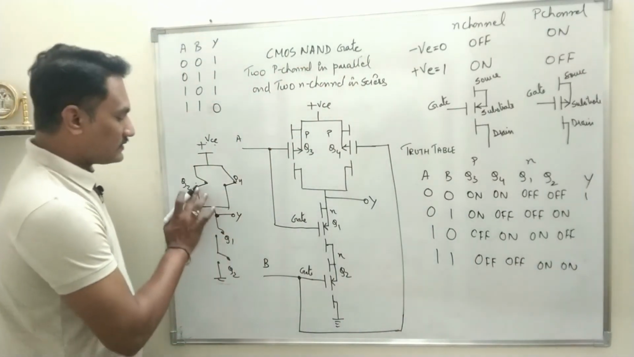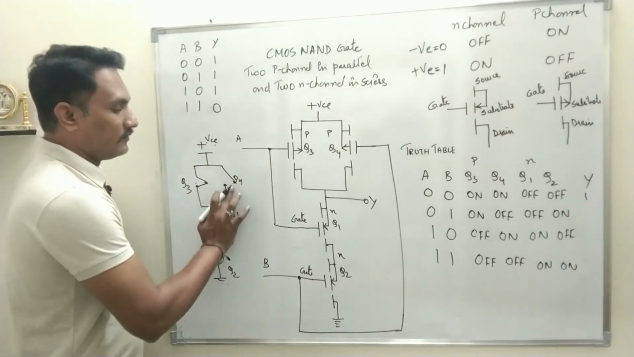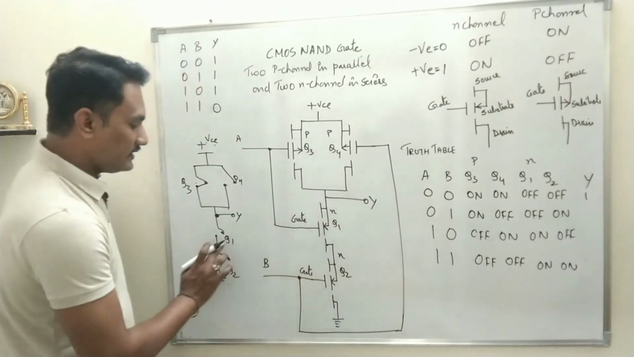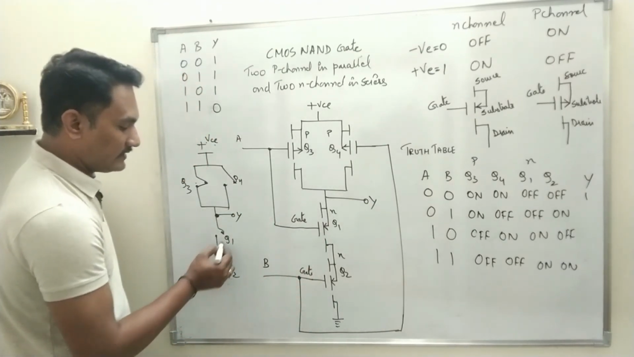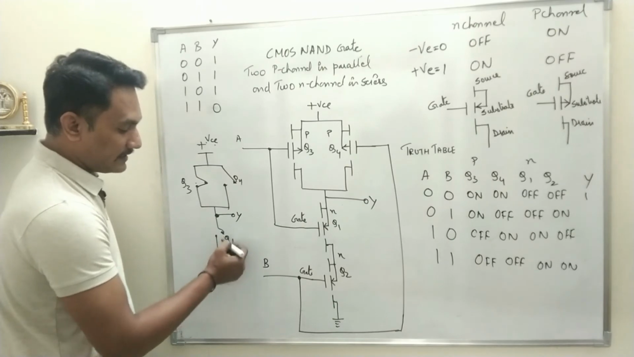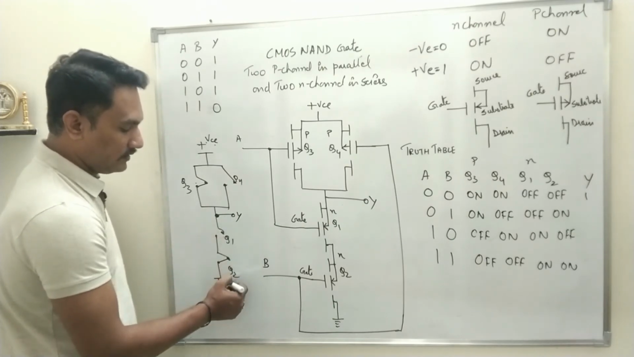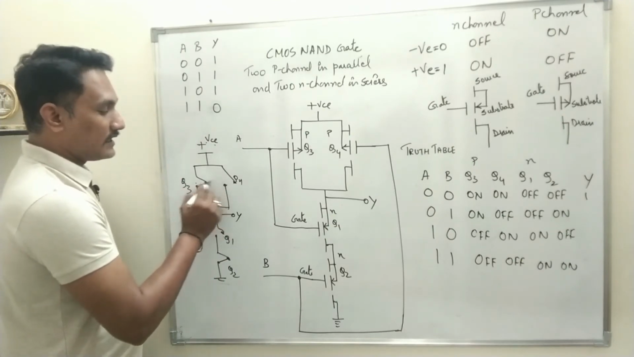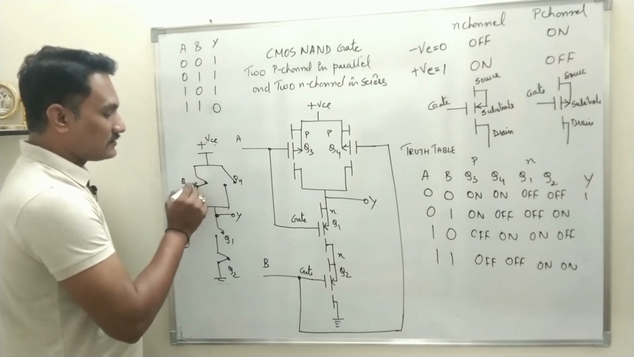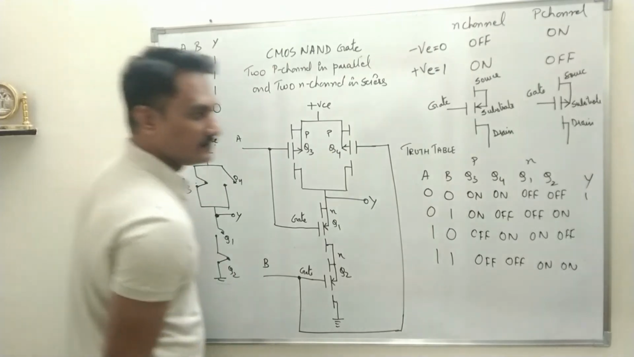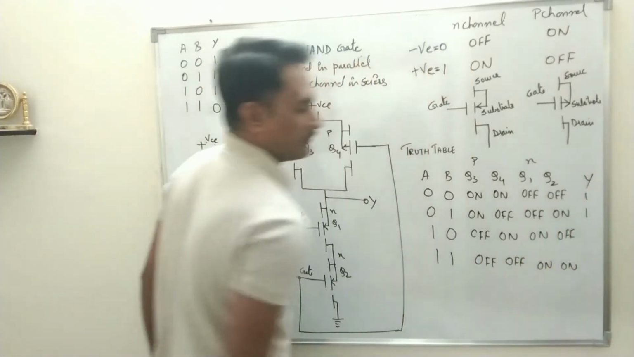Next, Q3 is on, Q4 is off, and Q1 is off but Q2 is on. As these two switches are connected in series, if any one of the switches is open, Y cannot be connected to ground. But as these two switches are connected in parallel, if any one of the switches is on, Y gets connected to plus VCC. Therefore Y will be equal to 1.